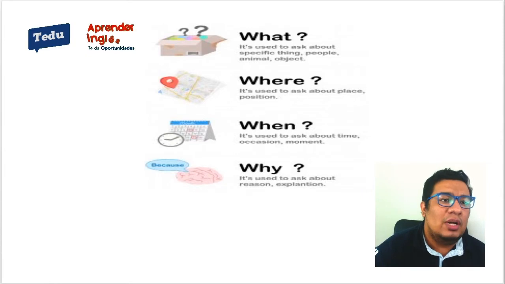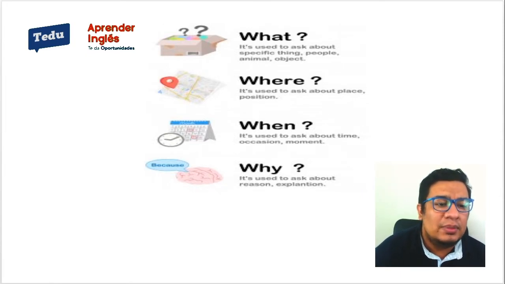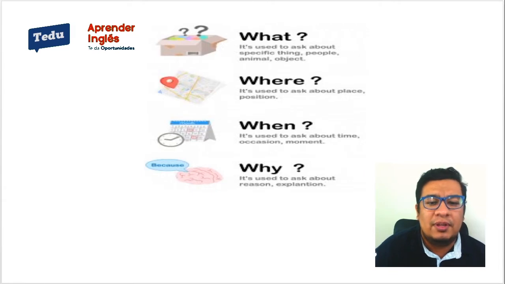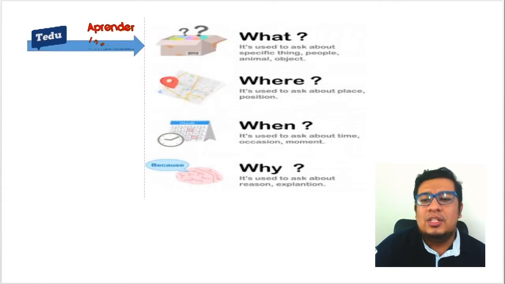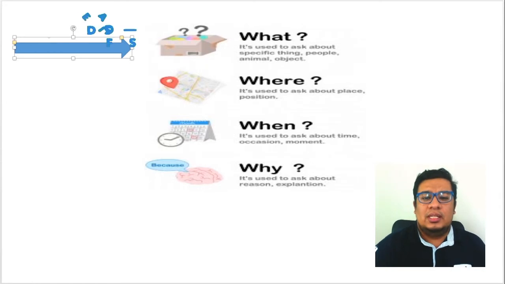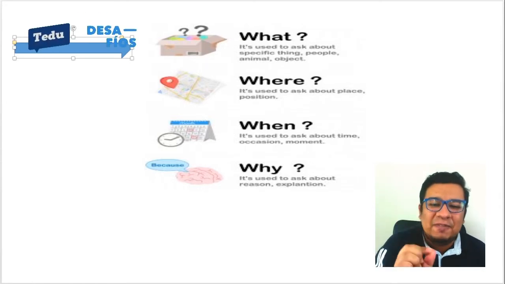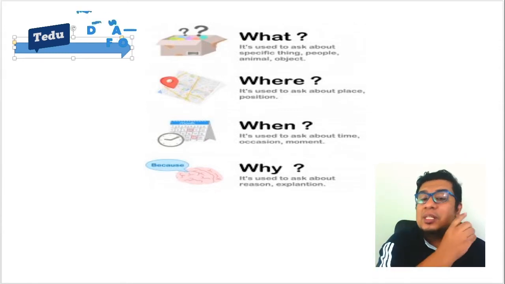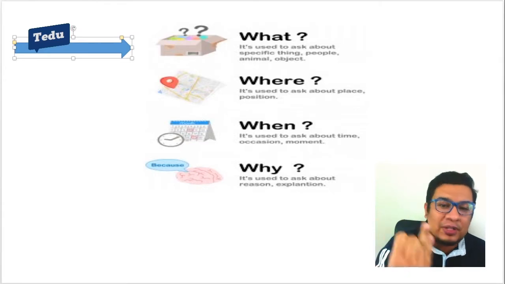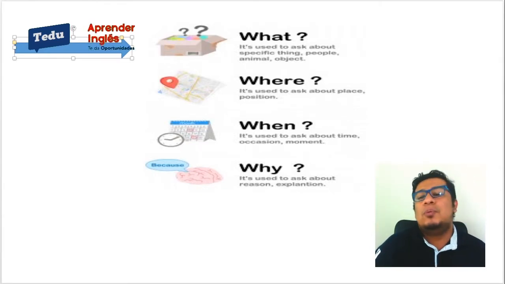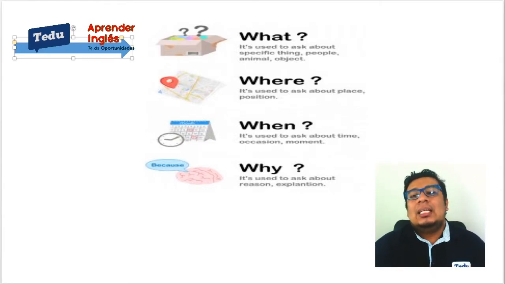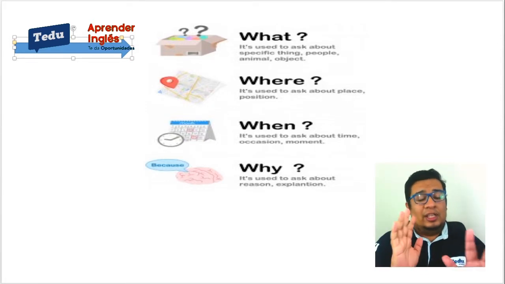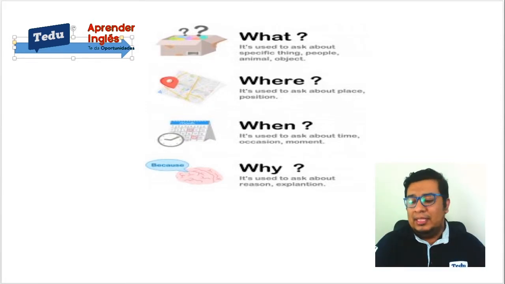Y aquí lo voy a colocar yo, voy a colocar una flechita, I'm going to put something that you can recognize here, and we have here, what. Okay? So, what? We use it to ask a specific thing, people, animal, or object. Lo utilizamos nosotros para preguntar acerca de algo específico, de una cosa específica, de una persona específica, de un animal o de un objeto.